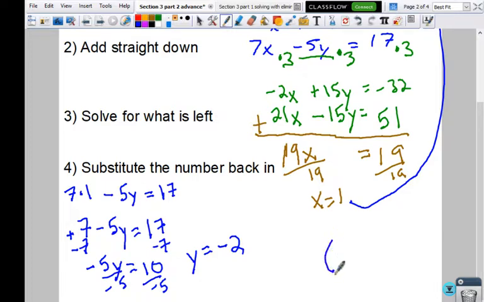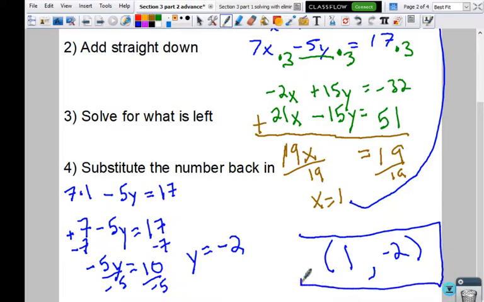Yeah, we got to make our parentheses. What's going to go first? And what is my x? 1. Which means negative 2 is the next one. Yep, nice job. Negative 1, negative 2. Or excuse me, positive 1, negative 2.